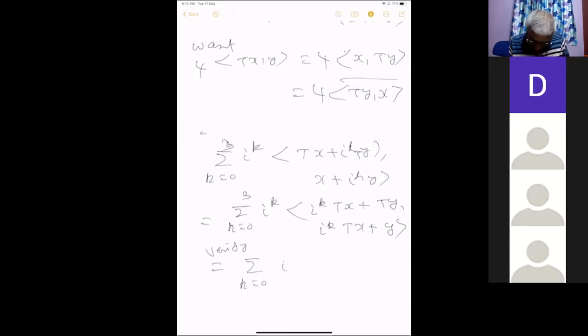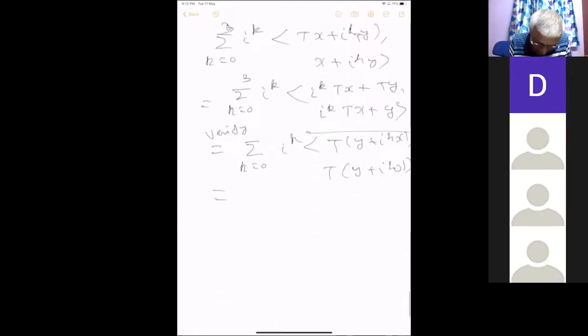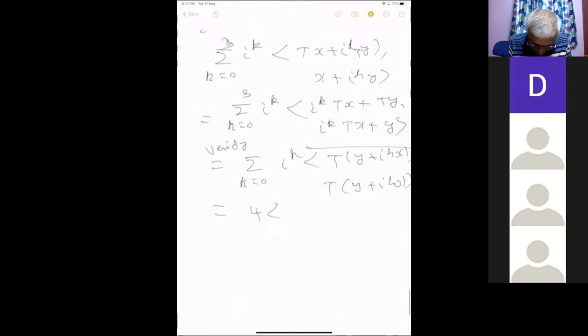This is equal to i^k t y plus i^k x plus t of y plus i^k y. But then you can put a bar here because this is real, as we have assumed. Okay, you can put a bar here and you get that the whole thing is equal to <x, ty> bar. I mean, this you have to verify. I'm sure it is true. So please just verify this.